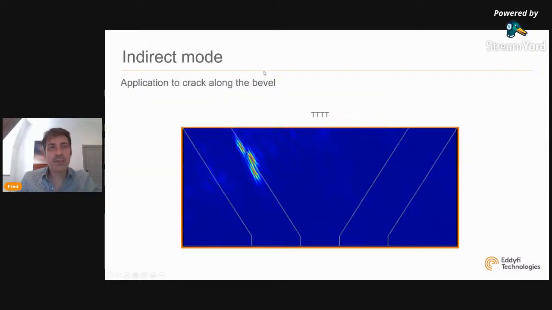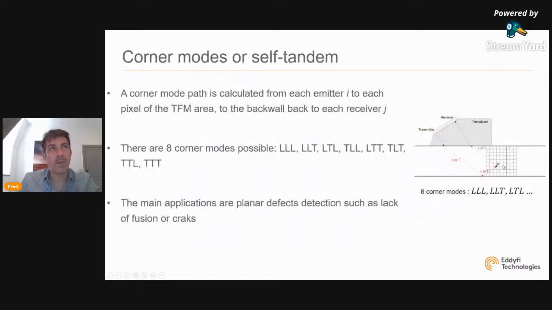A typical application is looking at a bevel after reflection on the second leg. So like a typical example here, it's a crack along the bevel. But today we're going to talk about corner modes, also called self-tandem by others.